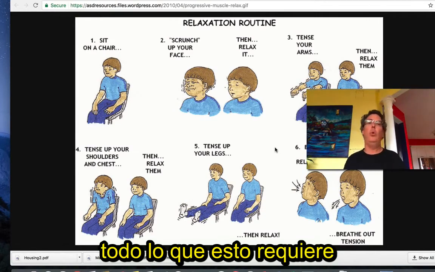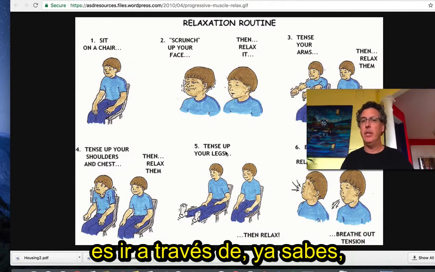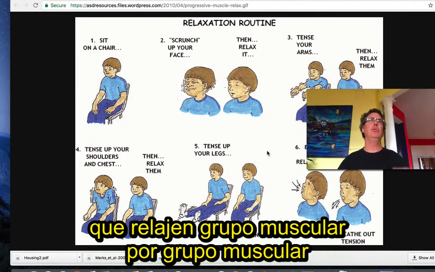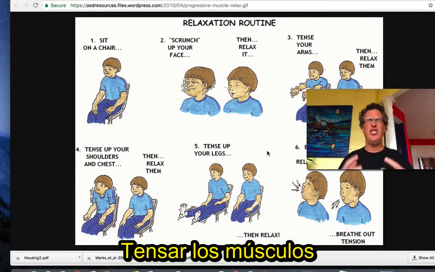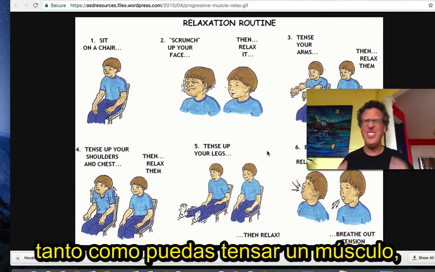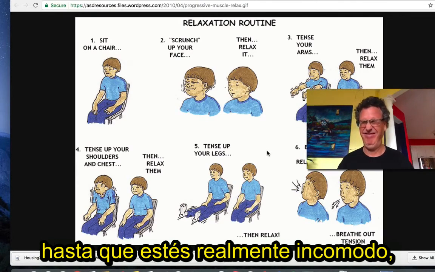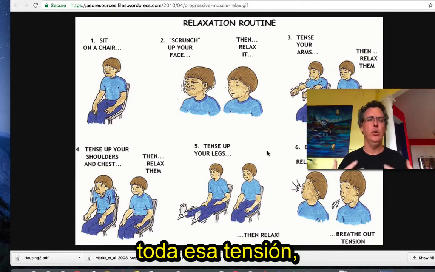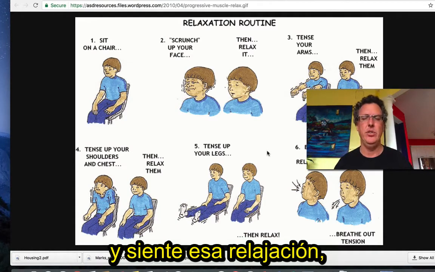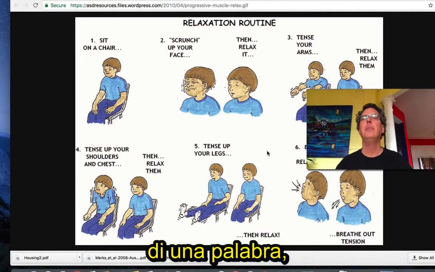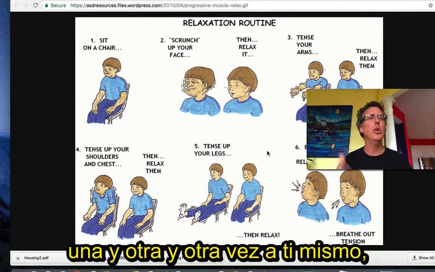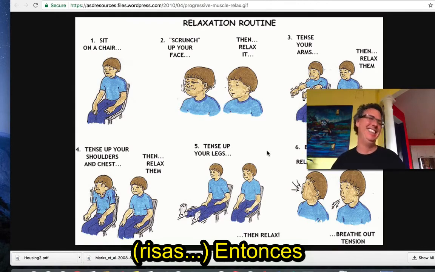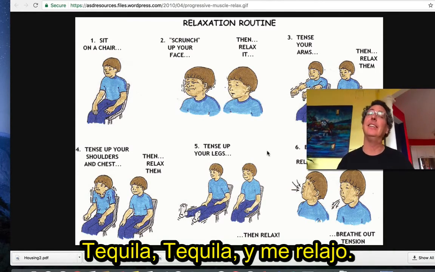And what is this? Well, all this involves is going through a bunch of steps, and you start with the student's head, let's say, and you ask them muscle group by muscle group. So you can start with the face, as it suggests here, to tense the muscle, as tense as you can make a muscle, try to make it really uncomfortable, and then relax. And when you relax it, let all that tension go, let the relaxation go, and feel that relaxation. And while you're feeling that relaxation, say a word over and over to yourself. That word will be your relaxation word, whatever it might be. Mexico, let's see, tequila. So every time I try to relax, I say tequila, tequila, and I relax.